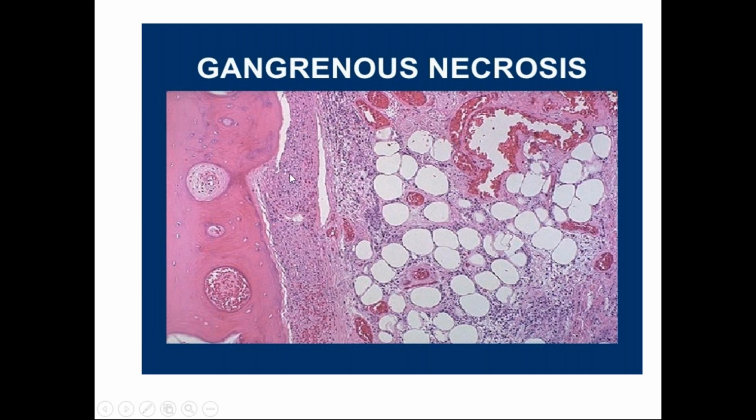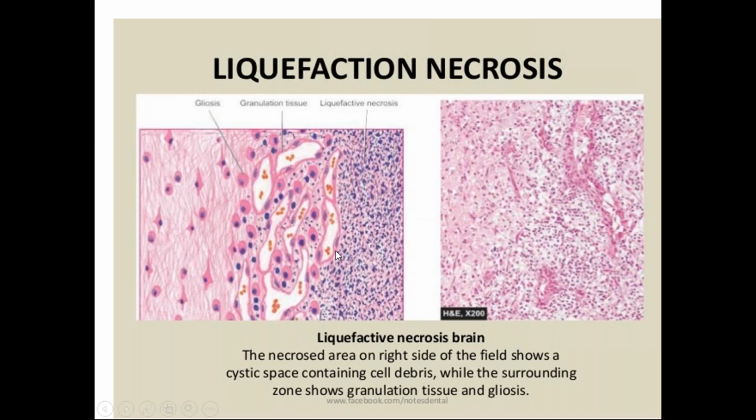And this is the picture of gangrenous necrosis. Liquefactive necrosis: in the necrosed area, the field shows cystic spaces. These are cystic spaces surrounded by necrotic cell debris. Mainly liquefactive necrosis is seen in the brain, and the surrounding area shows granulation tissue and gliosis.